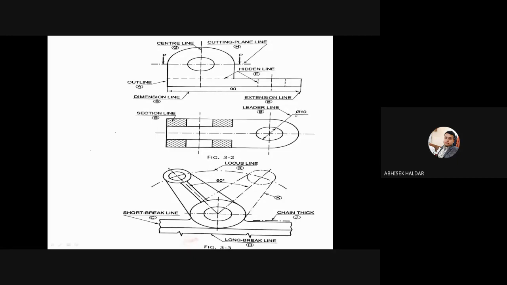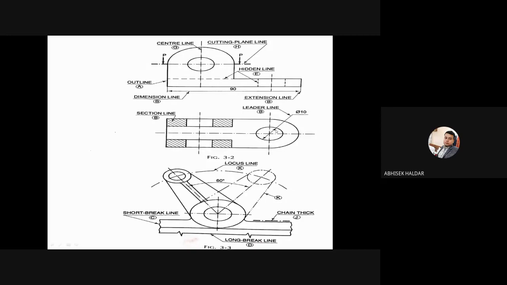Phi stands for the diameter. Phi 10 means my diameter is how much? 10 millimeter. Actually, it is denoting this. This is the part. This is my 10 millimeter.